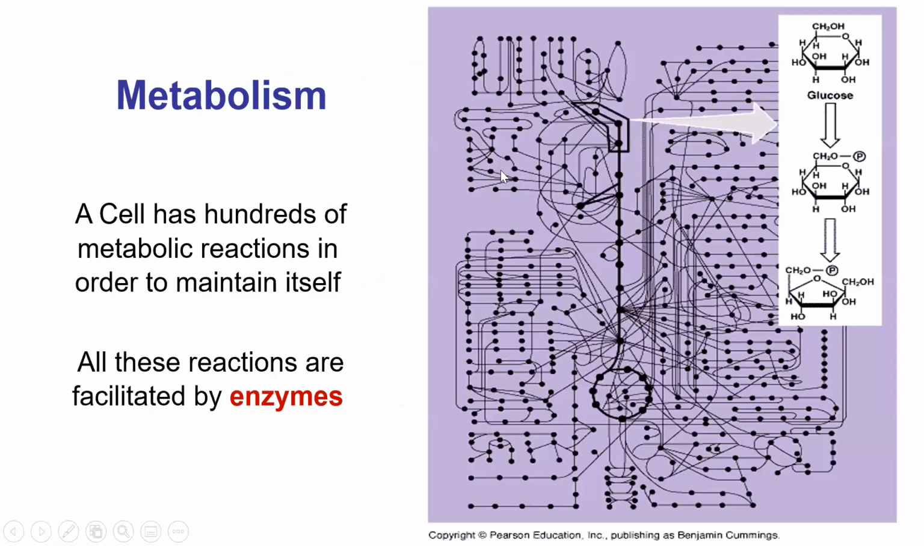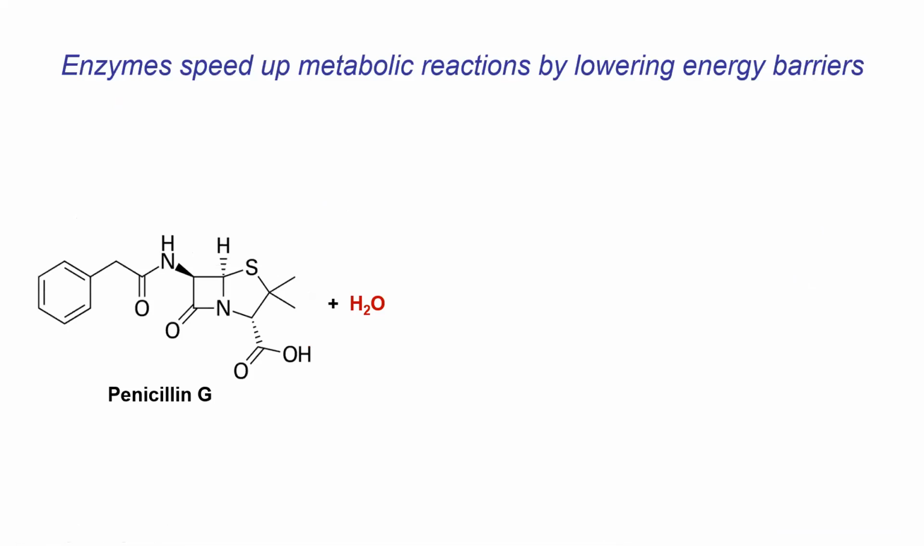So enzymes are important in your cells. You probably know that your cells have hundreds of reactions and each of those reactions is facilitated by enzymes. So let's talk a little bit about what enzymes are. Enzymes are catalysts. And what does that mean? It means they speed up chemical reactions. So let me show you a couple of chemical reactions that are normally very slow, and I'll show you what enzymes do. So here's penicillin.